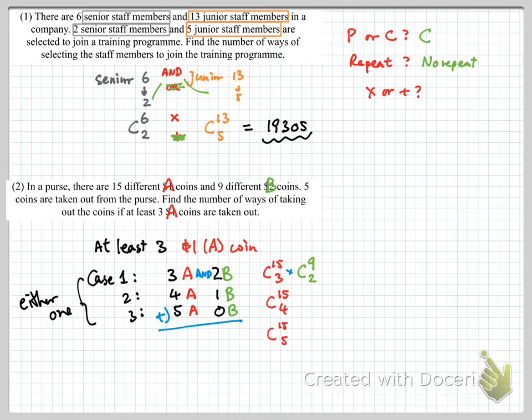And we have 9C1 and then no B, so it's 9C0. 9C0 is 1, so sometimes you can omit this one. All this you multiply together. Finally, between the 3 numbers we add them together. You can punch it on the calculator and the answer goes to 31668. This is the answer to question 2.